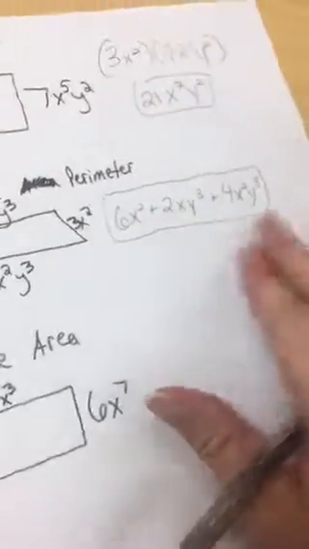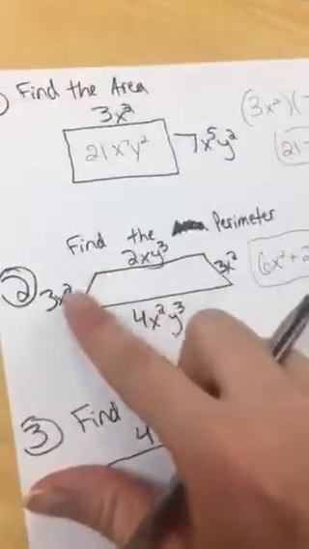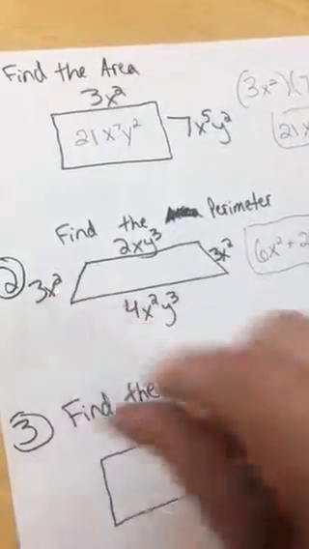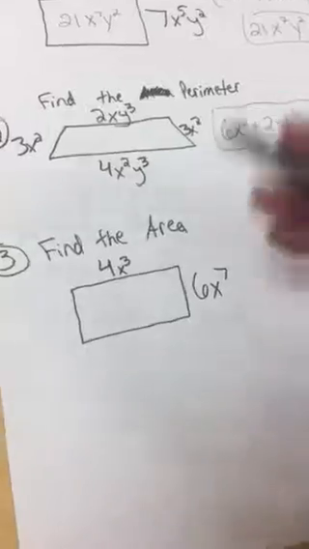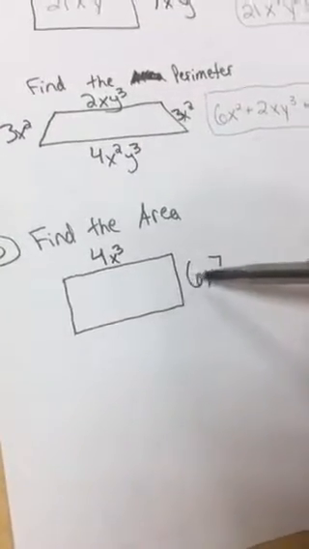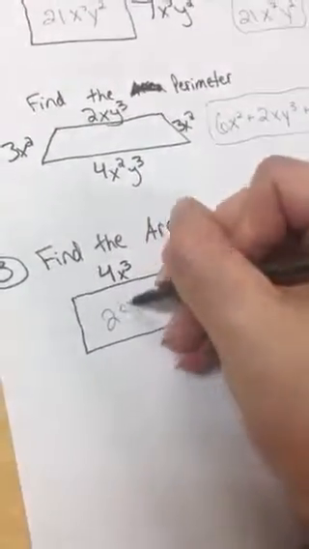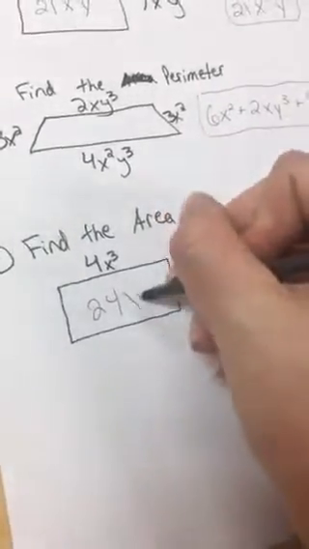The only two terms I could combine were this and this because they had the same variable and the same exponent. For this one, again, we're finding the area. 6 times 4 is 24. x to the 3rd times x to the 7th is x to the 10th.